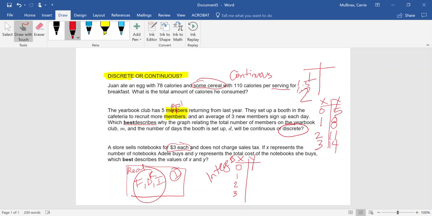And because Y is dependent on X, cost is dependent on the number of notebooks, we can only have integers greater than or equal to 0 here, because the cost is $3 each. So that's not going to change. So I would describe the X and Y values here as integers greater than or equal to 0. Hope that helps. Thank you.